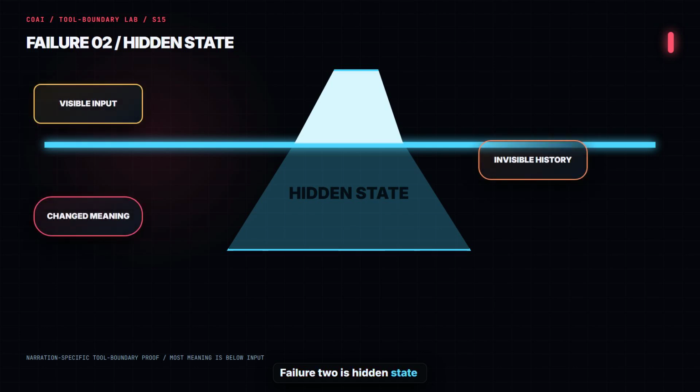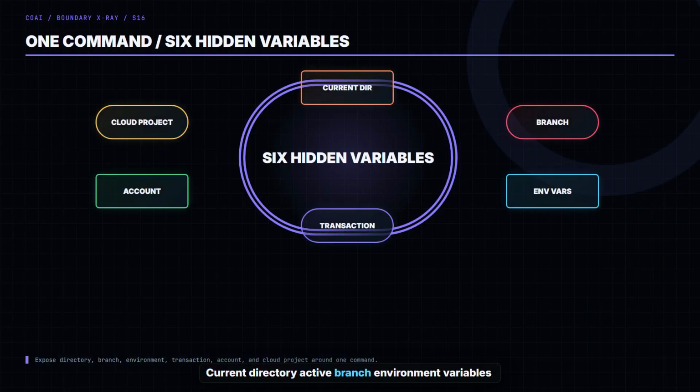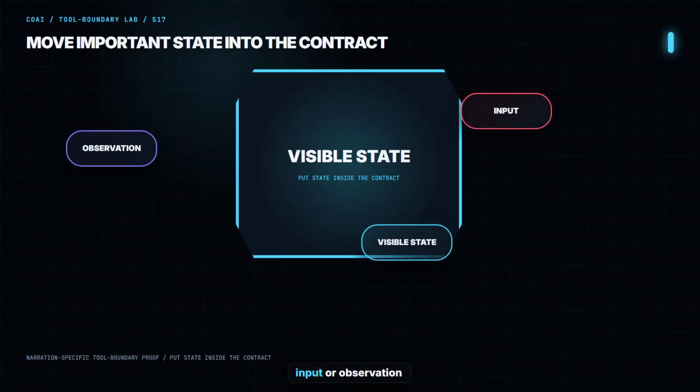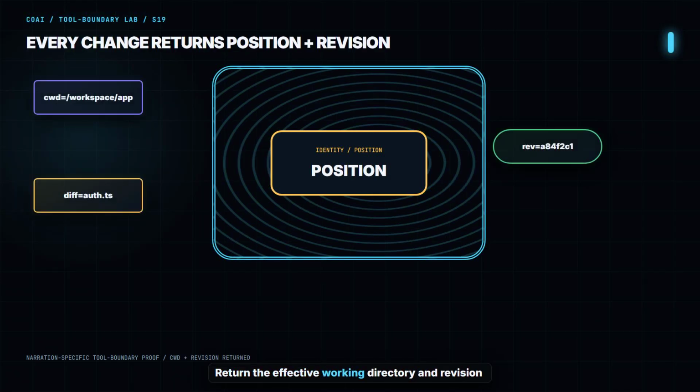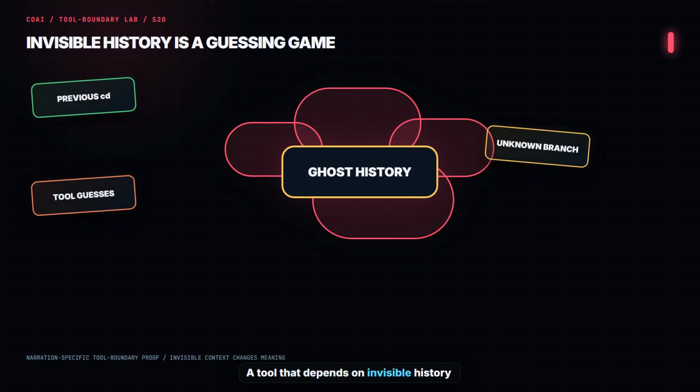Failure 2 is hidden state. Current directory, active branch, environment variables, open transactions, logged-in account, and selected cloud project can all change a command's meaning. Make important state visible in the tool input or observation. Prefer absolute workspace paths. Return the effective working directory and revision with every code-changing operation. A tool that depends on invisible history is teaching the model a guessing game.